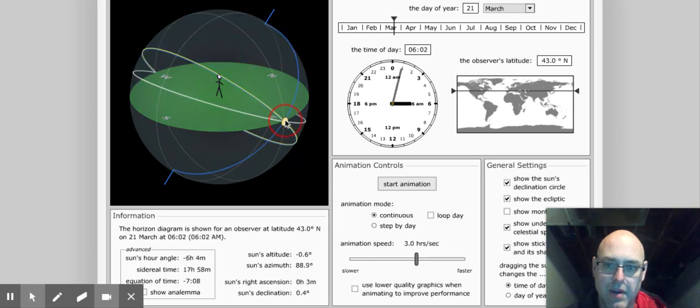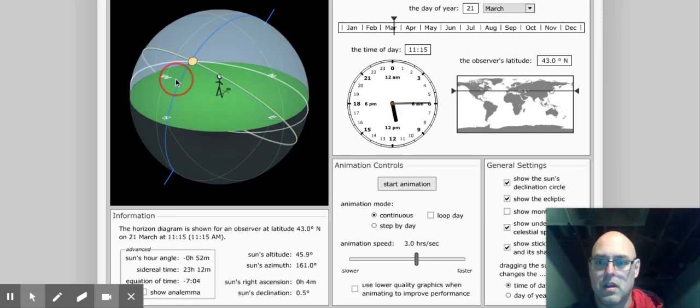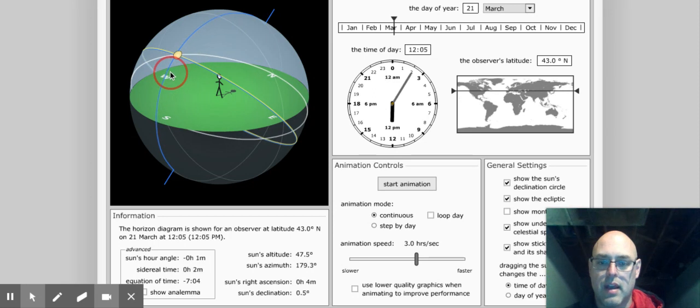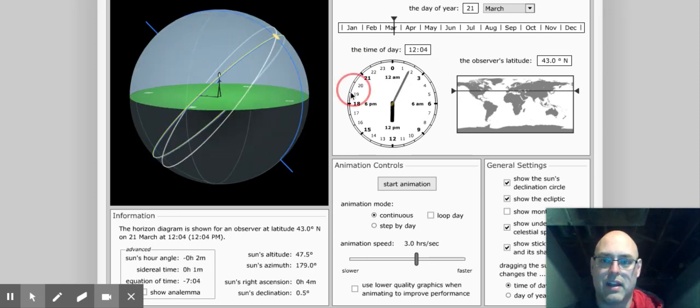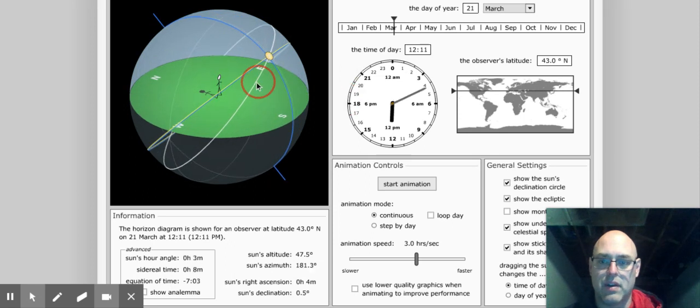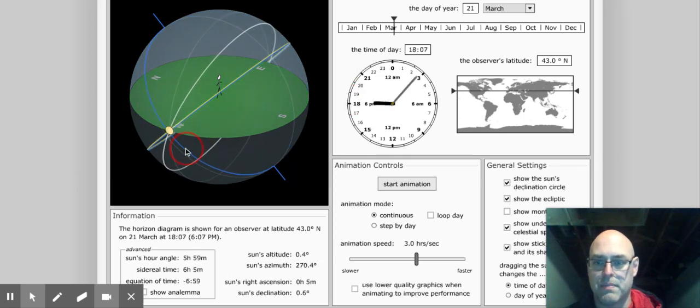Oh, I skipped something. I'm going to go back here. Time of sunrise was approximately 6 a.m. Solar noon altitude is 47.5 degrees. If I spin it around, I can drag the sun down here to its sunset position, approximately there. It says 1808.